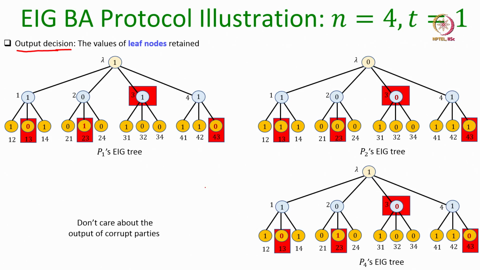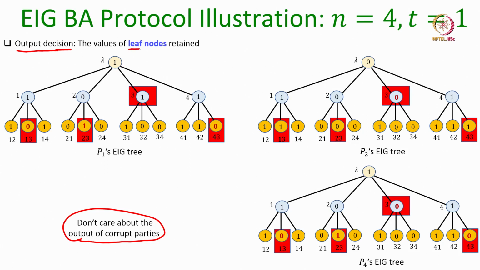We do not care about what is the output of the corrupt parties, because corrupt parties can do anything regarding their output. In fact, they may not even consider any output whatsoever, and we have absolutely no control. Remember, the goal of the BA protocol is only to ensure that the honest participants terminate and have a common output. We do not say anything regarding the output behavior of the corrupt parties. So, let us see the recomputation process here.